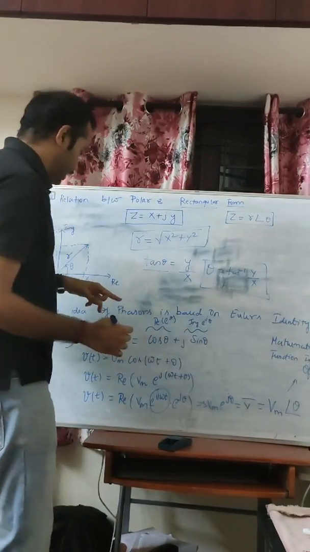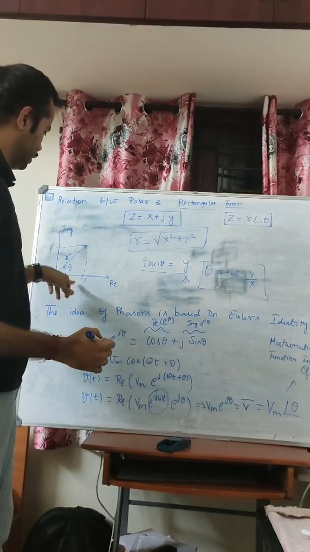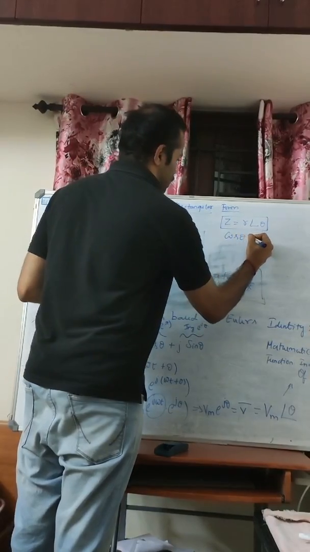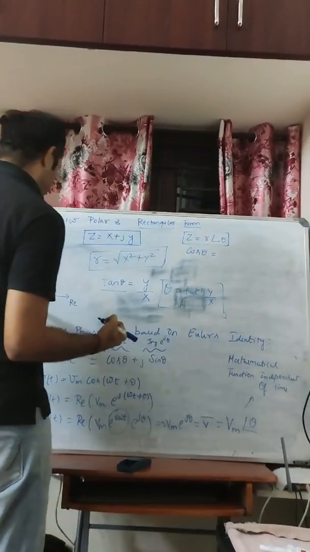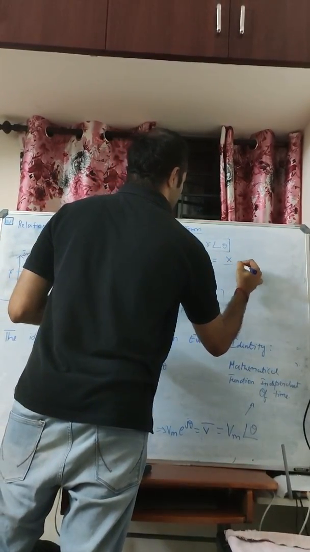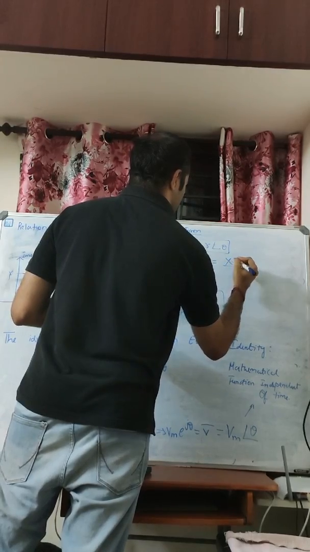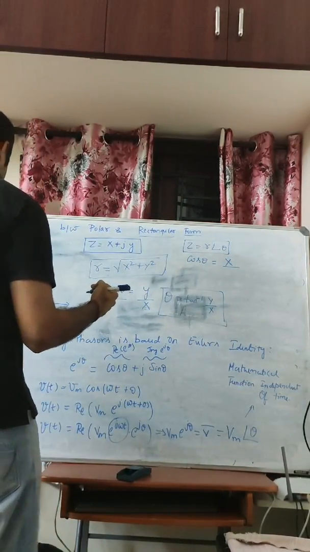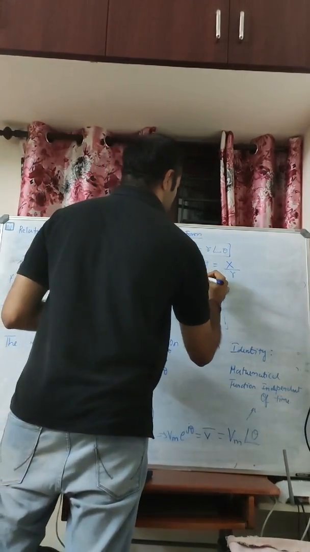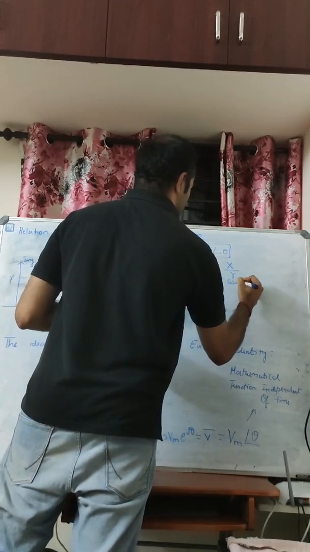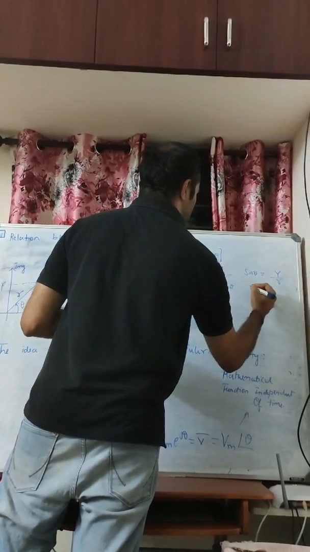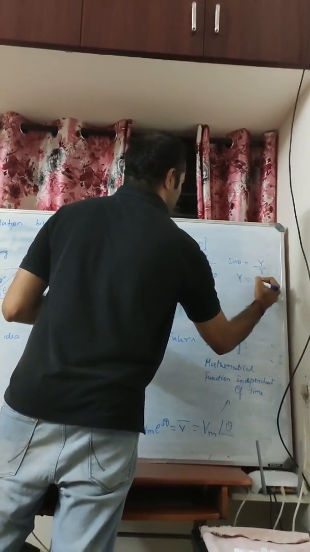Similarly you can get the other components. If you want x and y individually, cos theta is adjacent by hypotenuse, which is x by r, where the hypotenuse is r. Hence you can define x as r cos theta, and similarly sin theta is y by r, so y is equal to r sin theta.